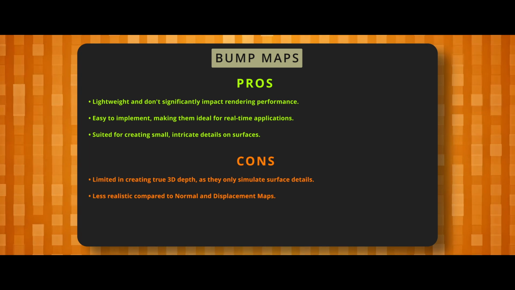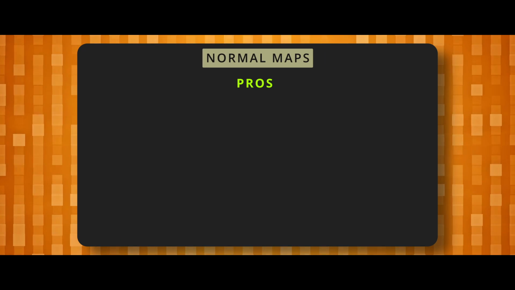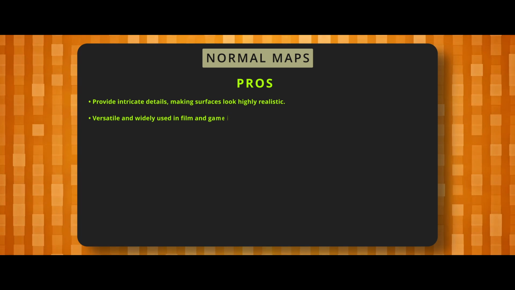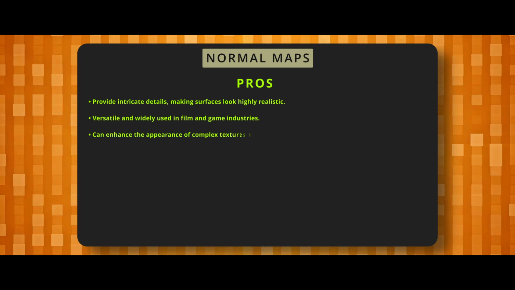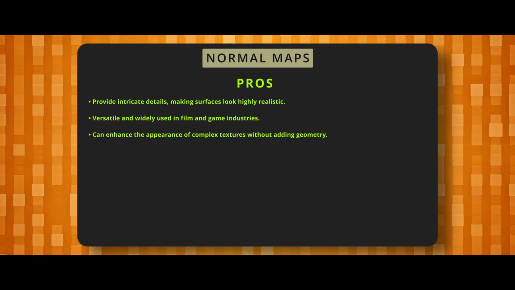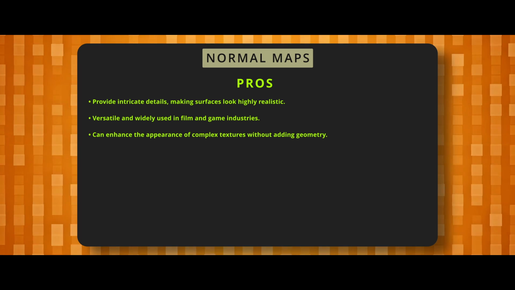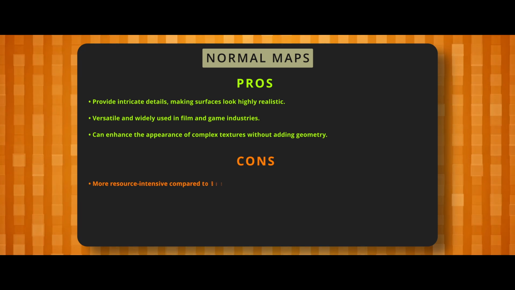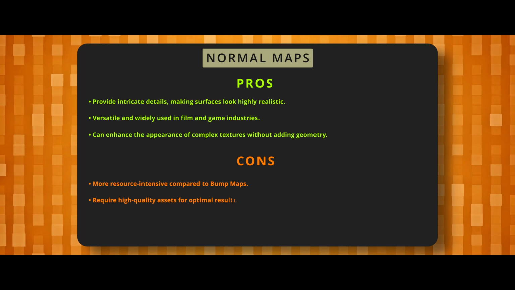Now let's talk about normal maps. They provide intricate details, making surfaces look highly realistic, and are versatile, widely used in the film and game industries. They can enhance the appearance of complex textures without adding geometry. On the downside, they are more resource-intensive and require high-quality assets for optimal results.